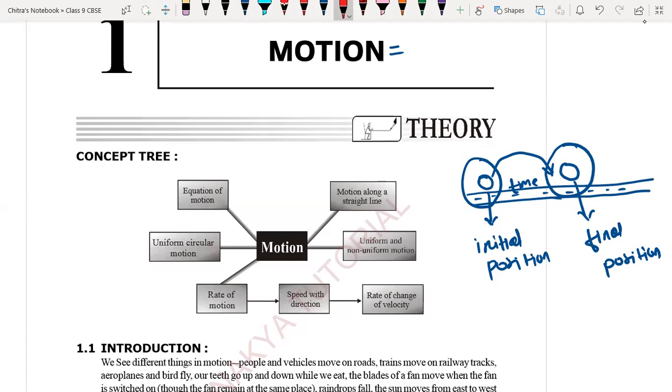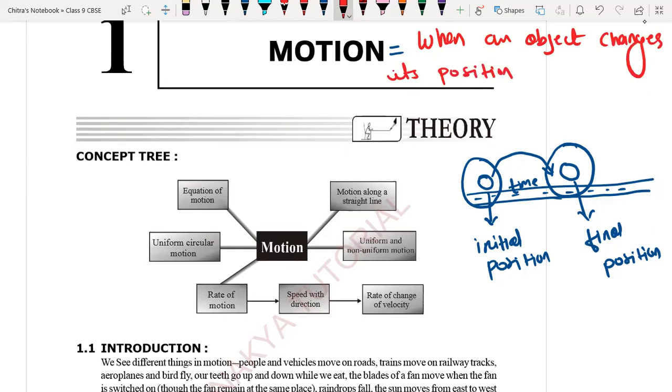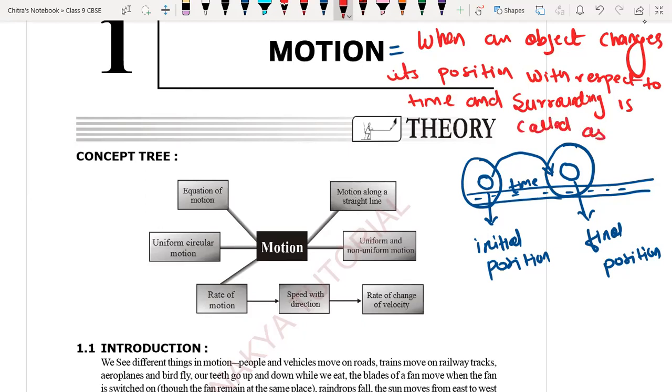So I'm going to write the definition also. When an object changes its position with respect to time and surrounding, is called as motion.